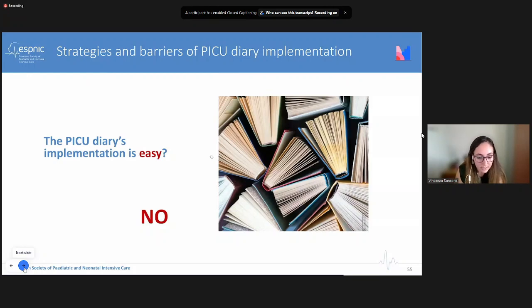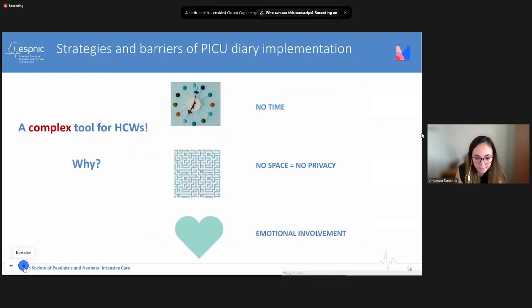Already, the experiences described in adult intensive therapies, as said by Gillian, have told us that the implementation of the diary is very complex. In fact, at a superficial look, the use of the diary may seem easy. At a closer look, we realize that the ICU diary is a tool that requires careful and deep study.